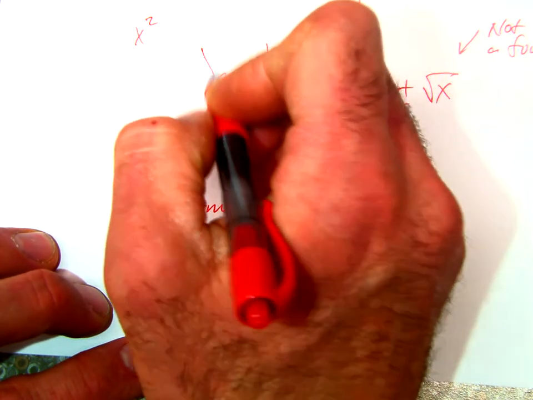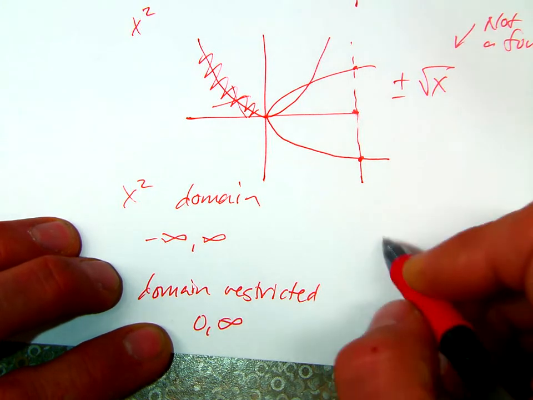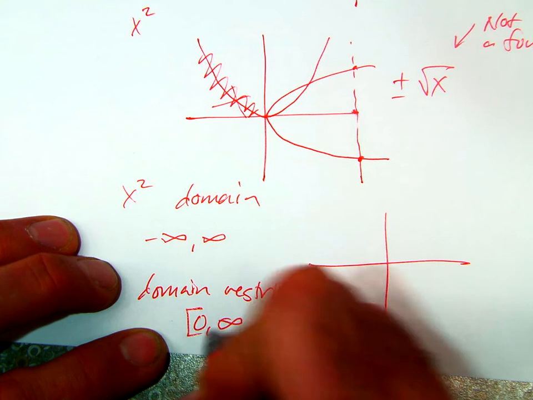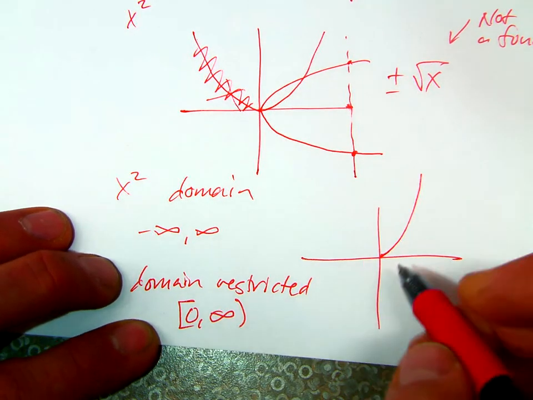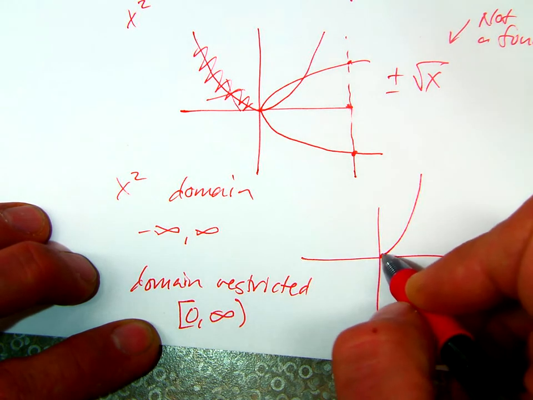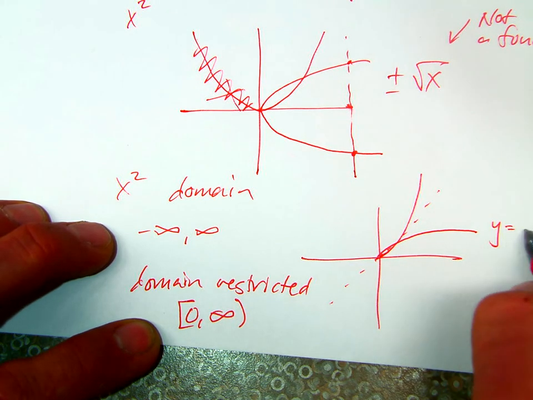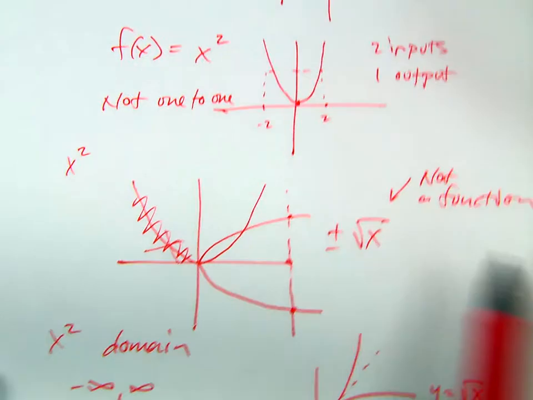I do this. I cut off the left side. So then when I take the inverse, I have a new domain of 0 to infinity. It looks like this now. And when I flip it along this line, it would look like that, which would be y equals the square root of x. So that's why we need to do a domain restriction for every function that is not one-to-one.